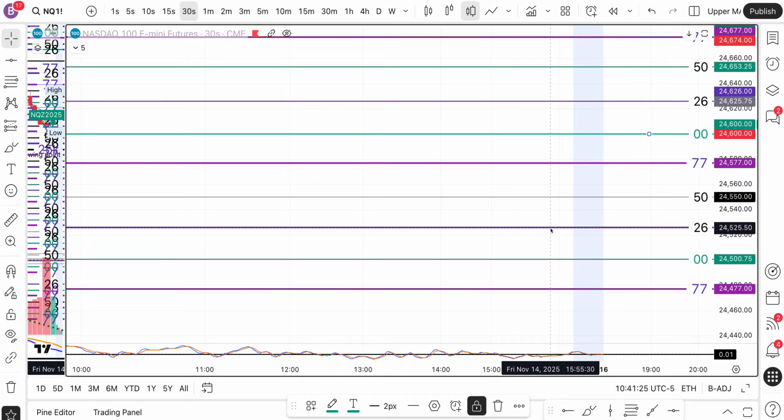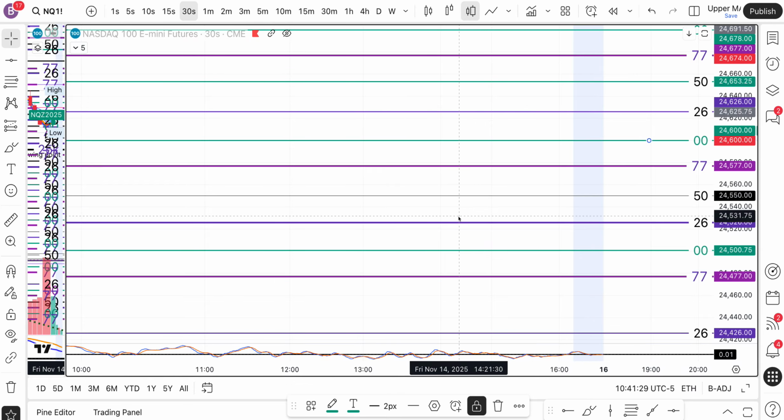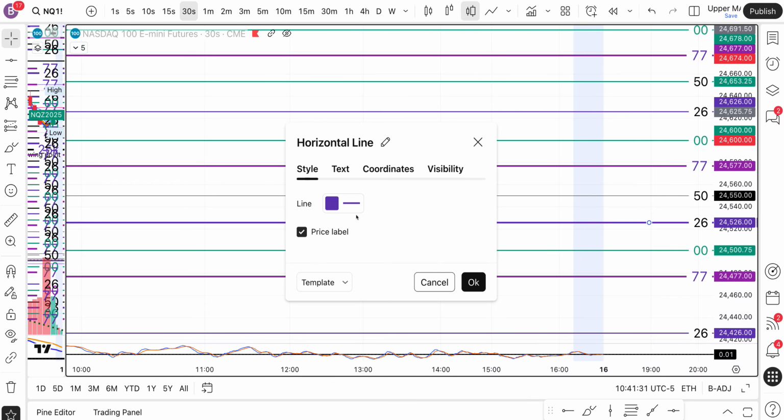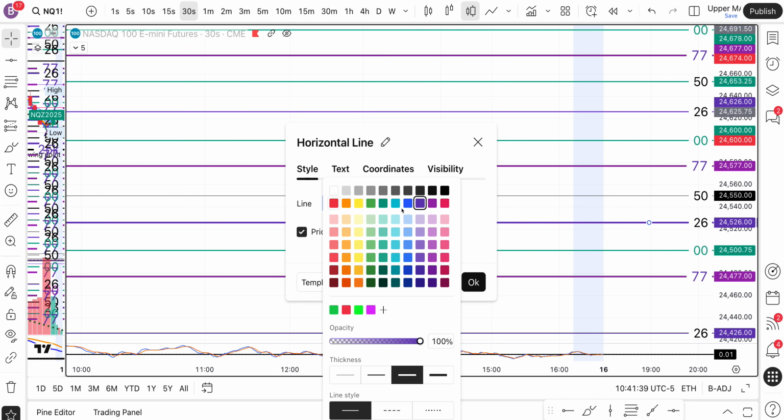So what I do is I have specific colors for each level. And the way I do that is I just double click and I create a template. So I say save. I do the first one the way I like it. So 26 will be a light purple, and then 77 will be a darker purple. 0 will be green and 50 will be black.